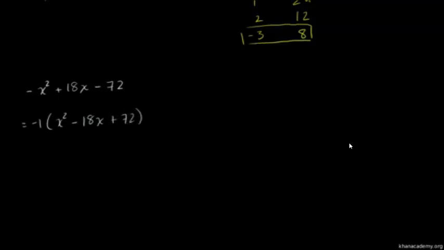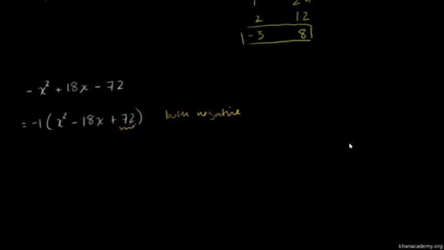Now we just have to think of two numbers that when I multiply them, I get positive 72. So they have to be the same sign, and that makes it easier in our head, at least in my head. When I add them, I get negative 18. So they're the same sign, and their sum is a negative number. They both must be negative.